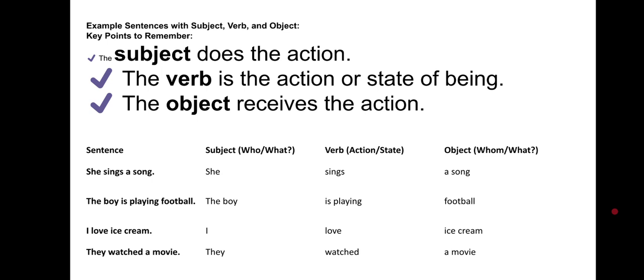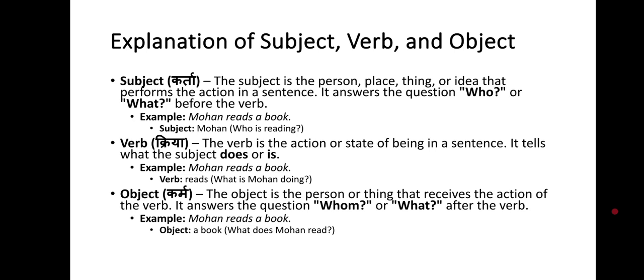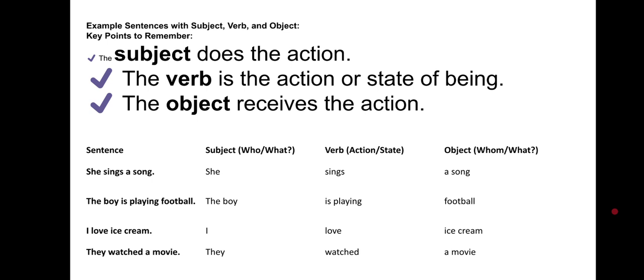So these are some examples based on subject, verb, and object. These are the key points to remember. I have already explained what subject, verb, and object are. Here is a brief description: the subject does the action, the verb is the action or state of being, and the object receives the action.